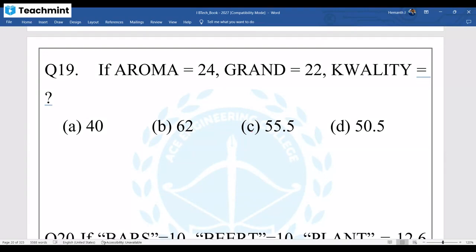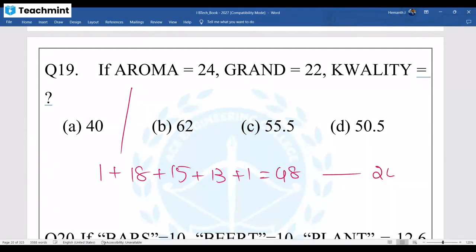Right, sir, what happened? For Aroma, if you do 1 plus 18, O value 15, M value 13, A value 1, you will get 48. But what they gave is 24, divided by 2. Some people will argue, sir, I'll divide each letter by 2. Okay, A value 1, you can take 0.5. R value 18 divided by 2 is 9 only.